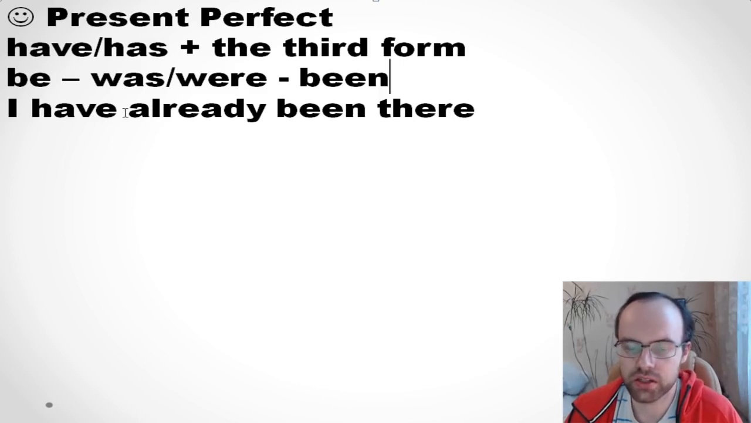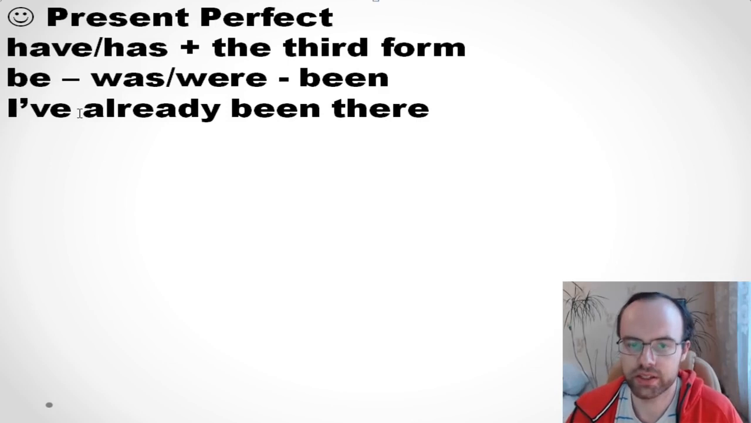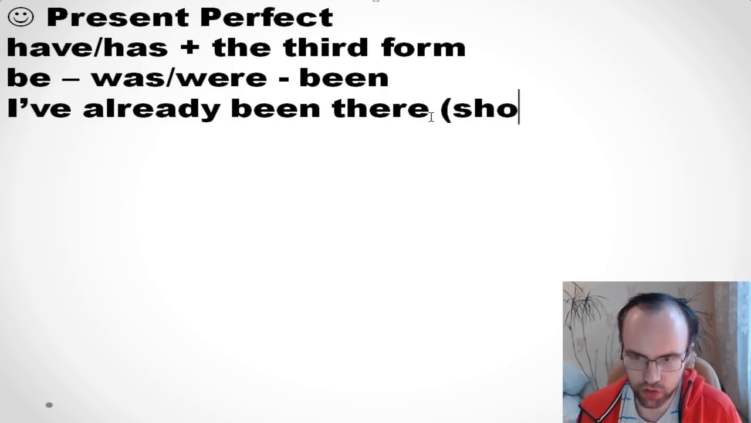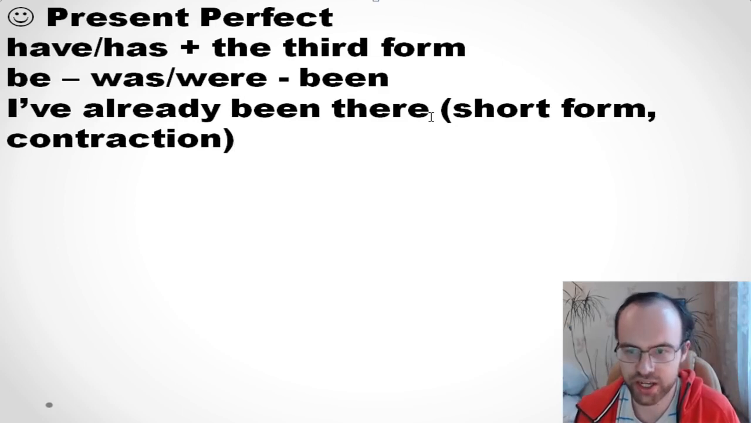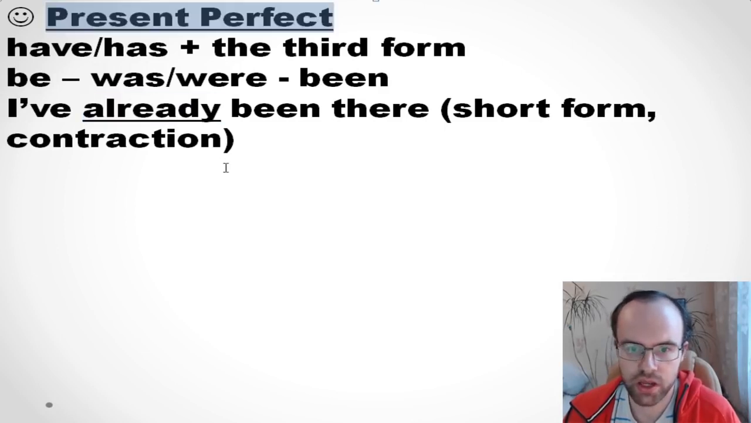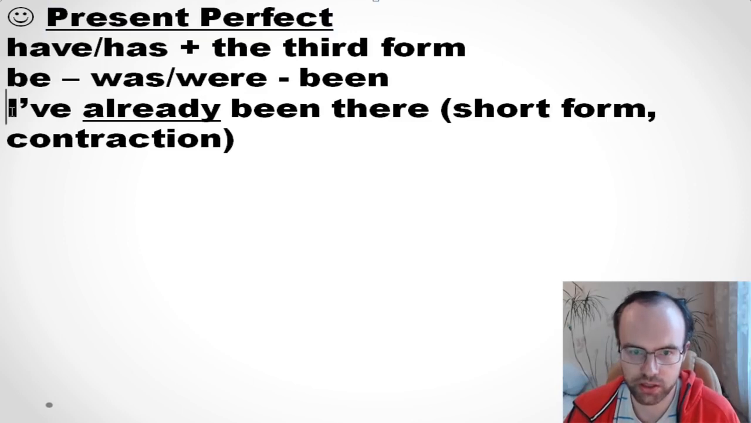And you know that native speakers usually say it like this: I've. It's a short form. There is another name for it, contraction. So native speakers mostly use short forms or contractions. So I've already been there. And you see that we use present perfect with already, and it's in the middle. Okay, so what's next?